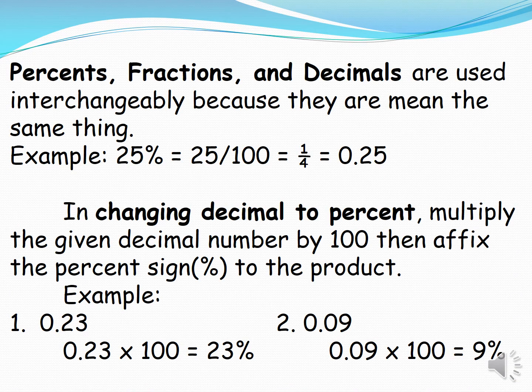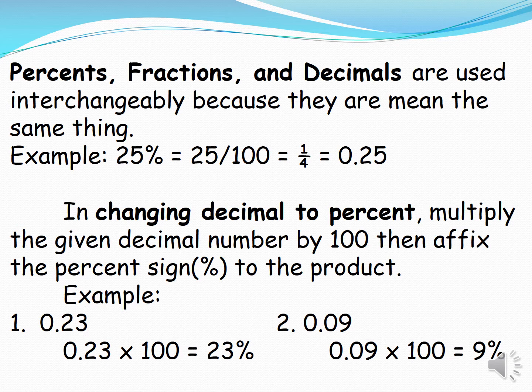Percent, fractions, and decimals are used interchangeably because they mean the same thing. Example: 25% is equal to 25 hundredths, which is equal to 1/4. In changing decimal to percent, multiply the given decimal number by 100, then affix the percent sign to the product.